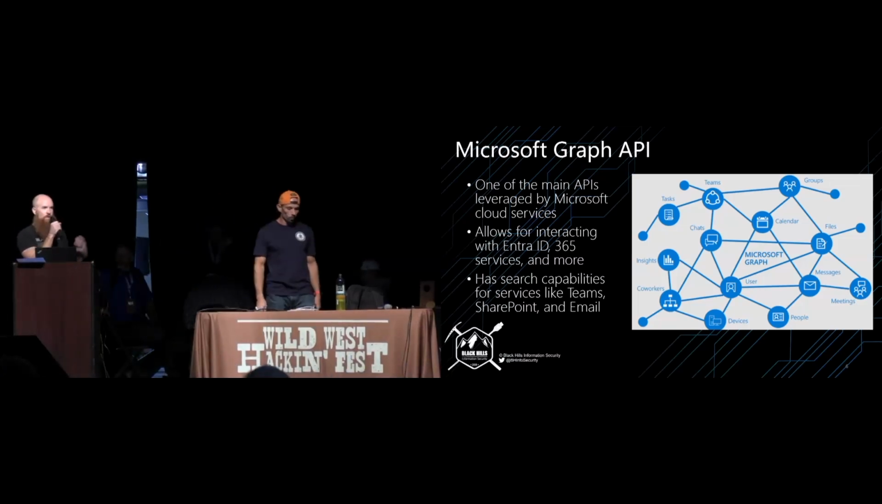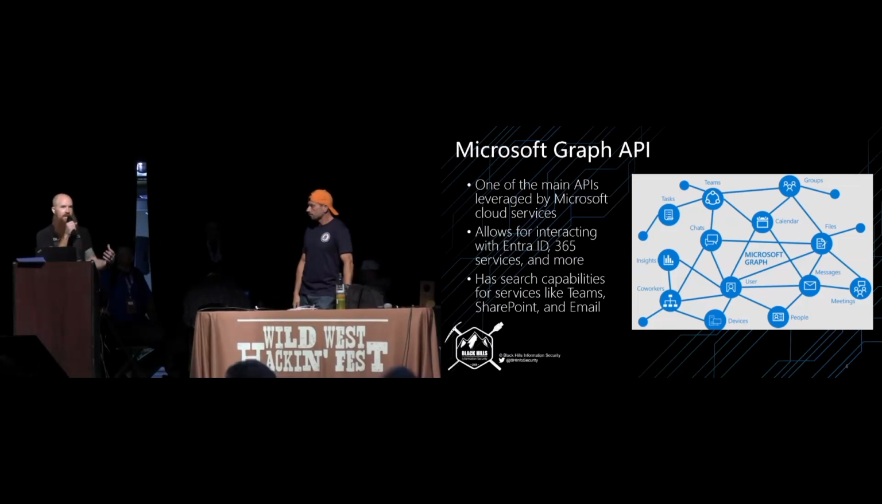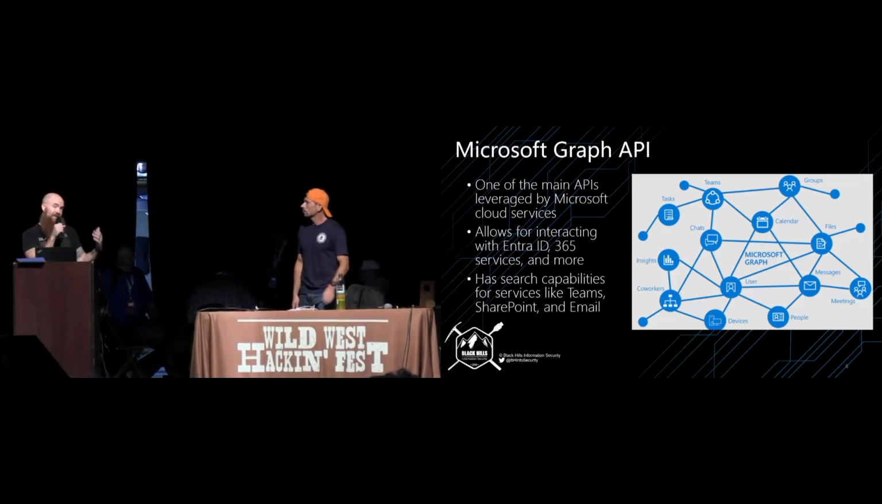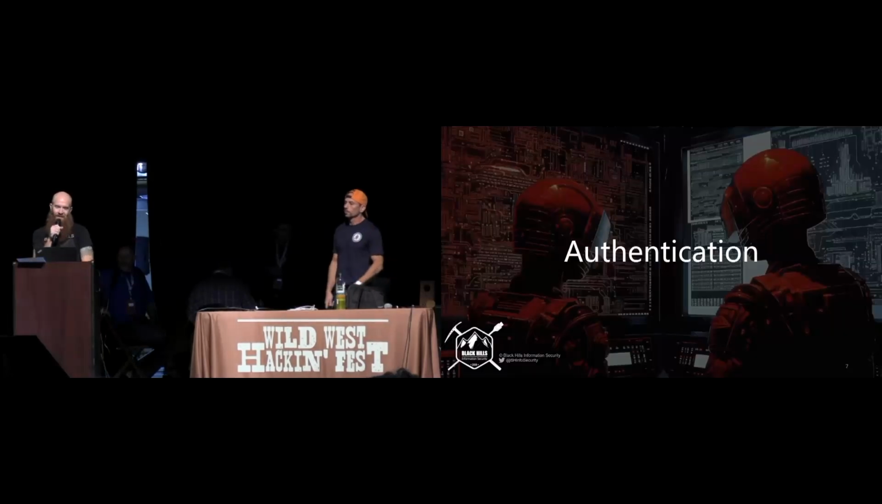And a lot of people don't realize that you can do pretty much anything in an Entra ID account with the Graph API. Read emails, send emails, find files in SharePoint, exploit group-based issues, which we're going to do here in a bit. All right, so first section, authentication.